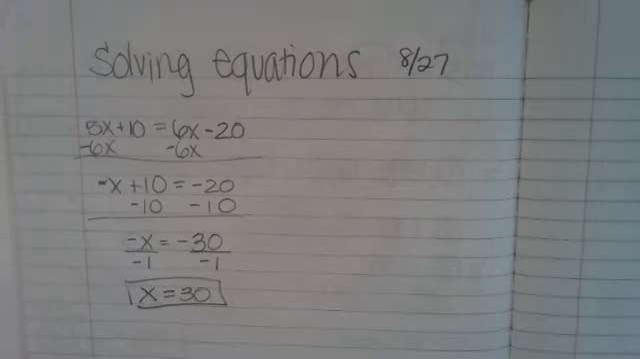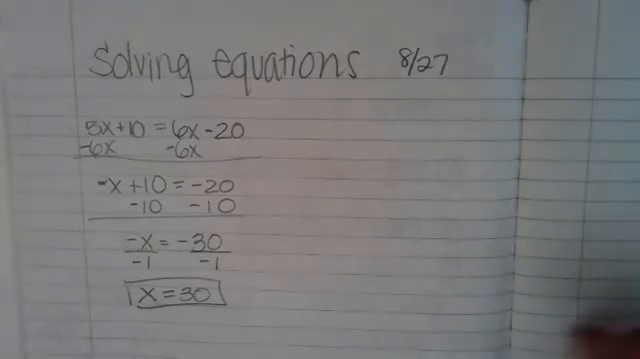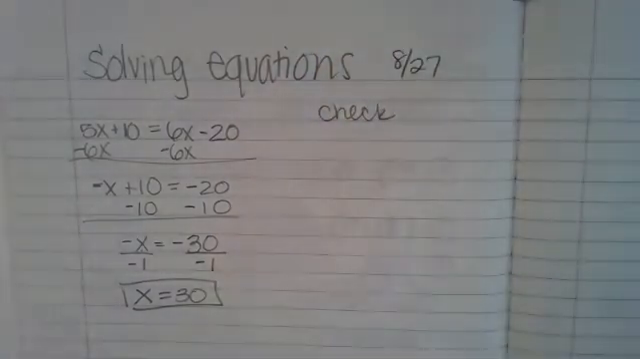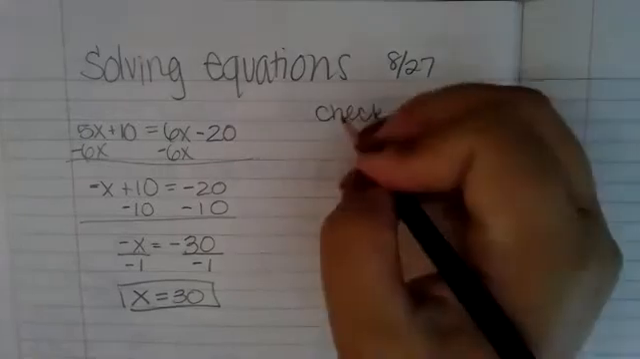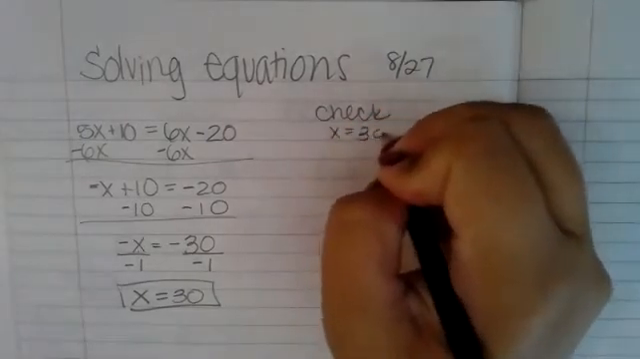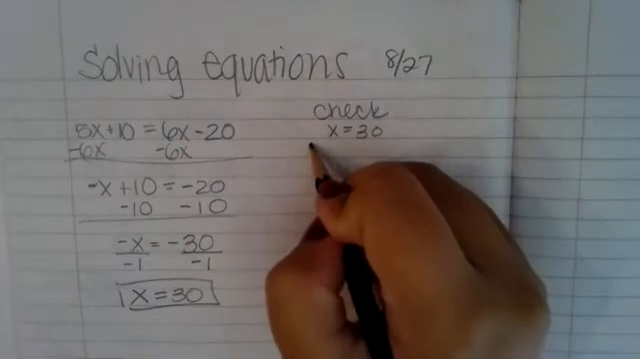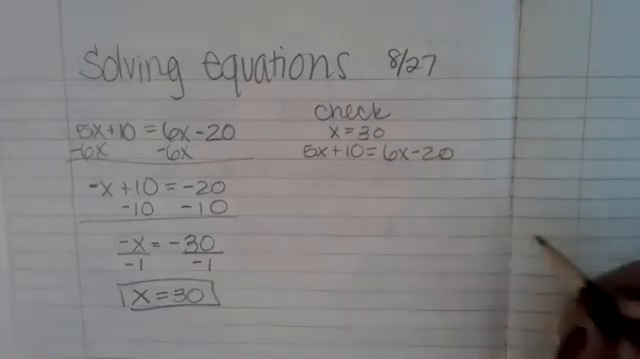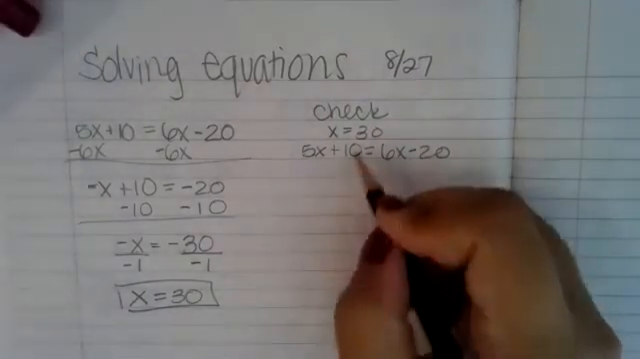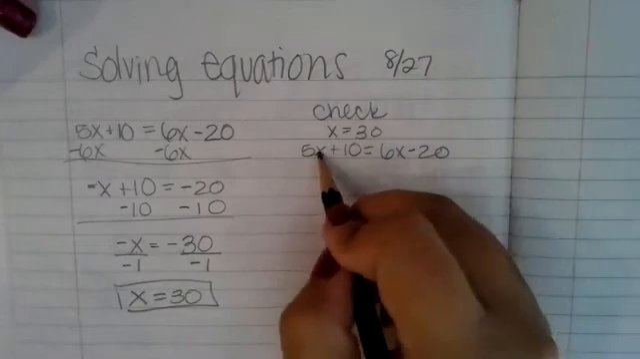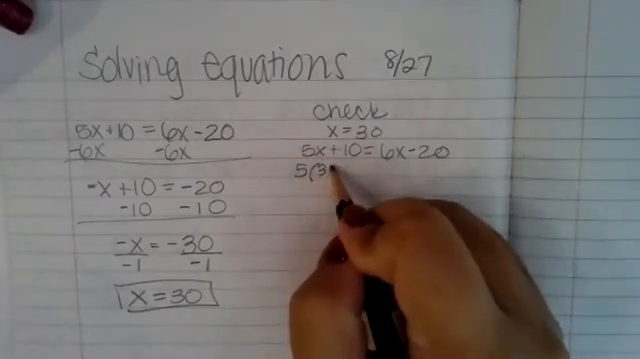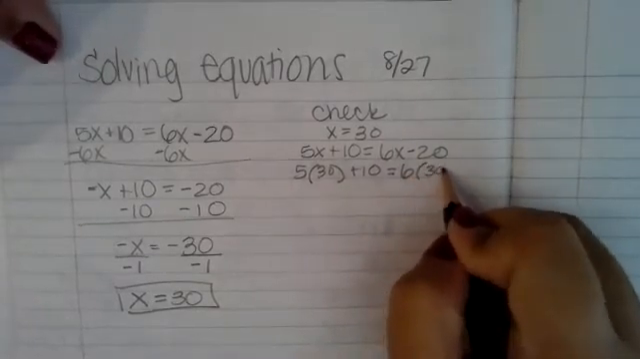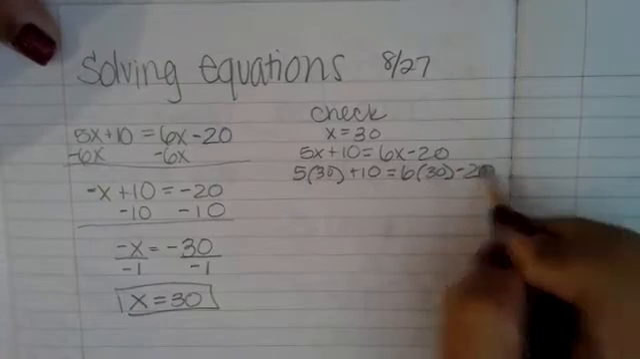Now, what I'm going to do is I'm going to come back and do a check. We always want to check all of our equations to make sure that we're solving them correctly. So essentially, I know that my x is equal to 30, and I'm going to rewrite my original problem. 5x plus 10 is equal to 6x minus 20. From here, I'm going to substitute in my value for x. When I substitute, I use parentheses.